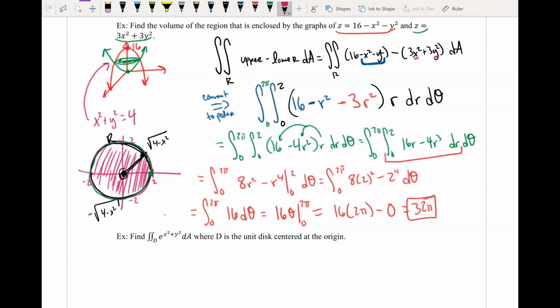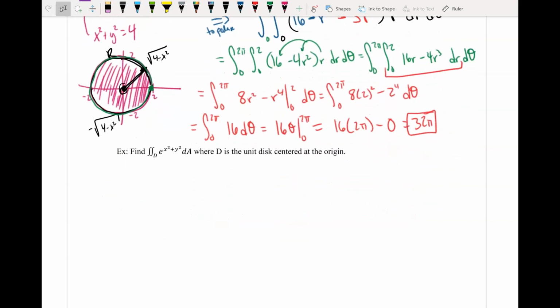enclosed by these two paraboloids, so all of this volume here, is basically 32 pi. This guy's the volume, so you can write units cubed if you want. All right, so now let's go ahead and do the next problem, and you can see that this was a lot easier integration than the other one.